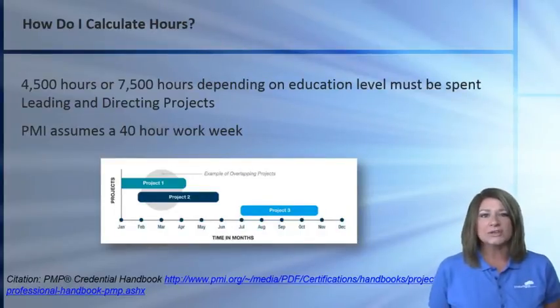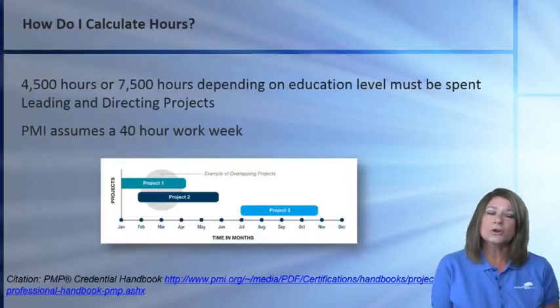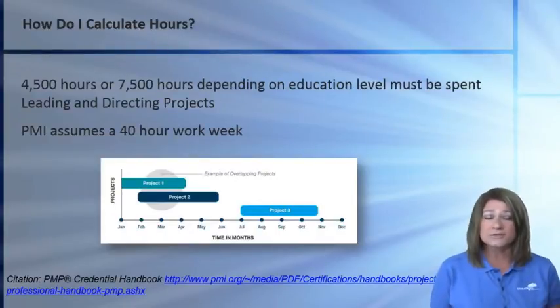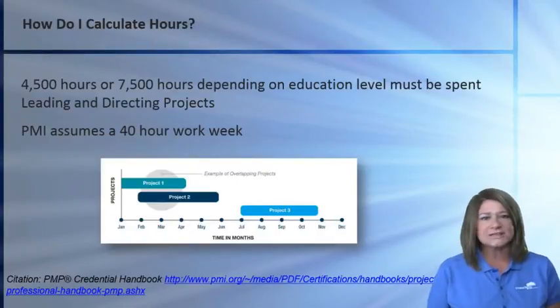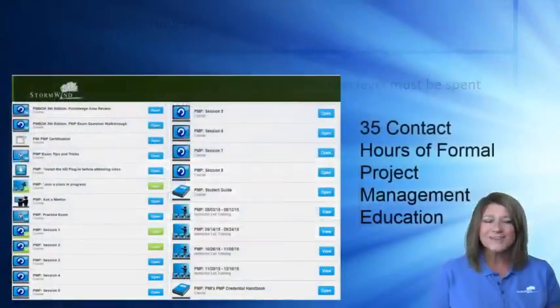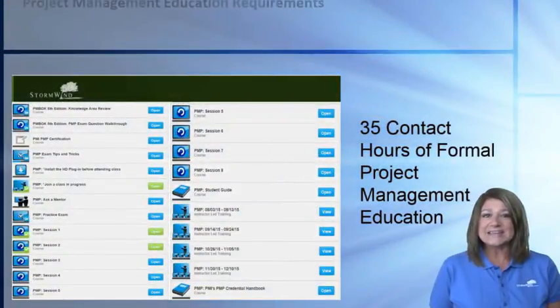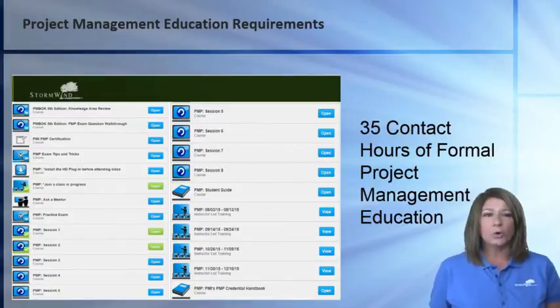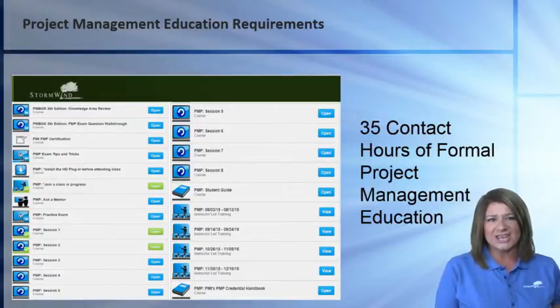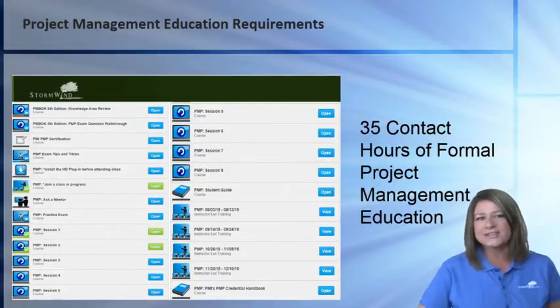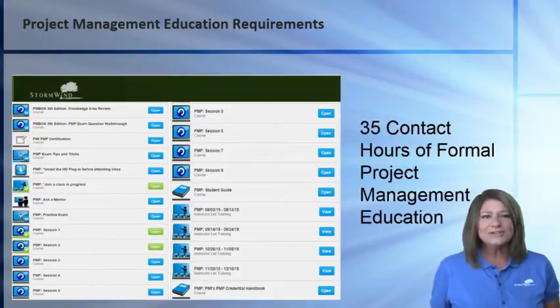Maybe you just worked on the execution piece or you took over a project in the middle. Those hours still count as long as the projects are not overlapping. The third thing that you'll need is a full 35 hours of formal project management education. And here at Stormwind Studios, you get all 35 hours, so you don't need to worry about that.